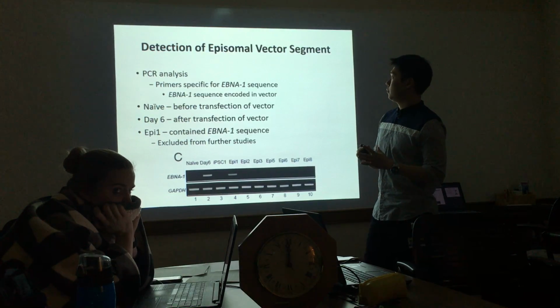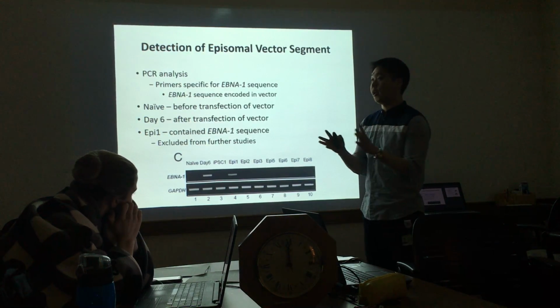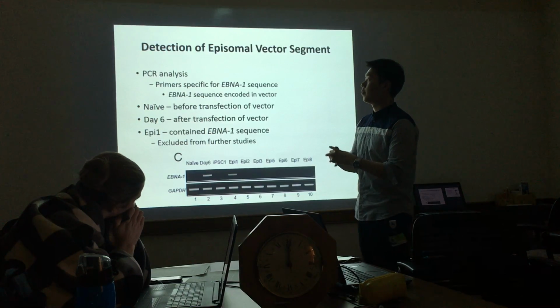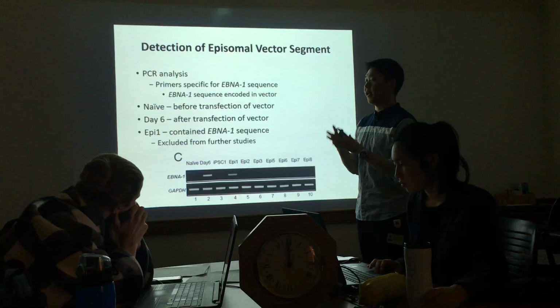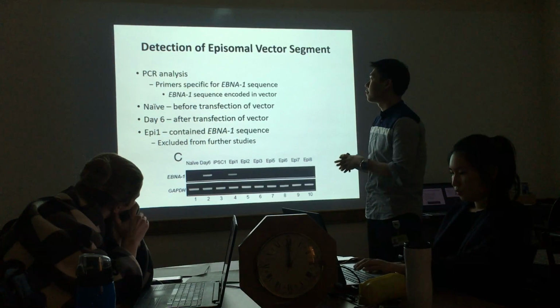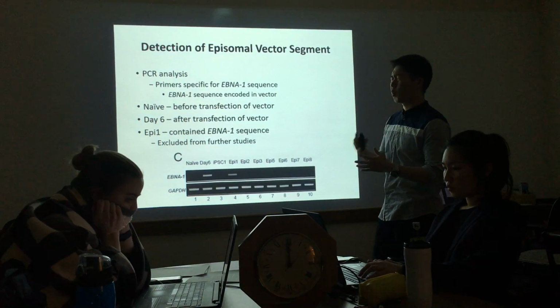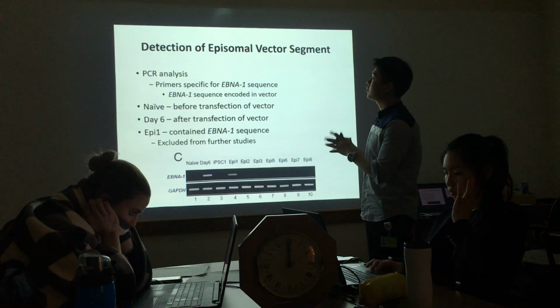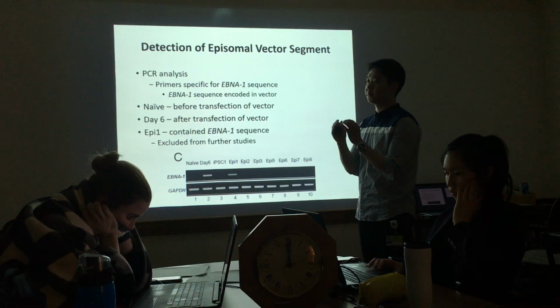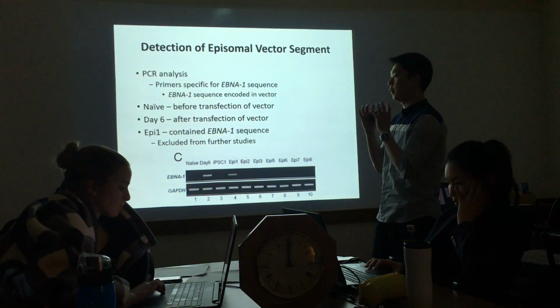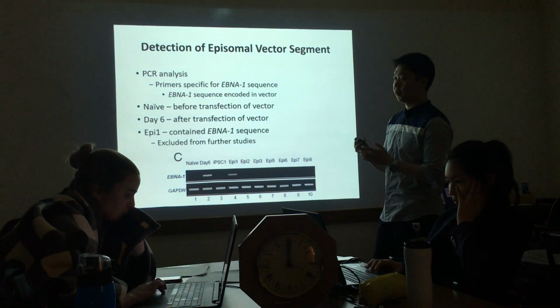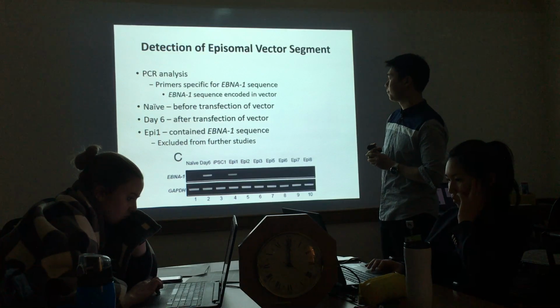And then using the 8 colonies that they obtained, they ran PCR analysis, and they used primers specific for the EBNA1 sequence. This EBNA1 sequence is encoded in the vector, and they used this primer because they wanted to specifically detect the episomal vector segment within the fibroblast that was introduced with the transcription factors.